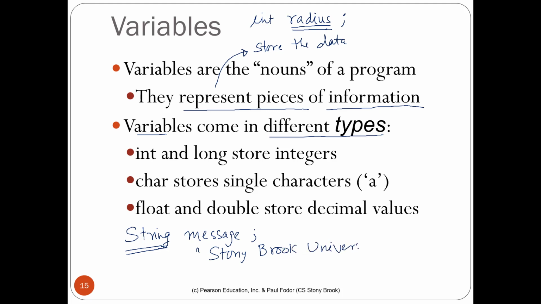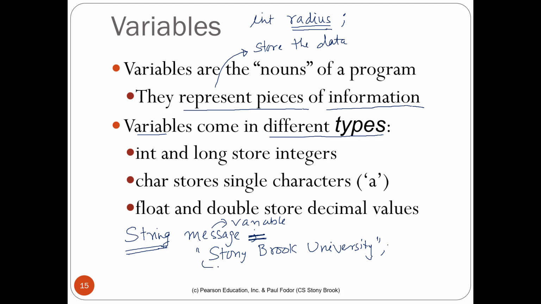This is a string, which is a text. Alright, and now these values that you have, see, this is a variable. To this variable you can assign any string. So right now you can assign this value by using this assignment operator, which is equal. So in the message you'll have Stony Brook University.